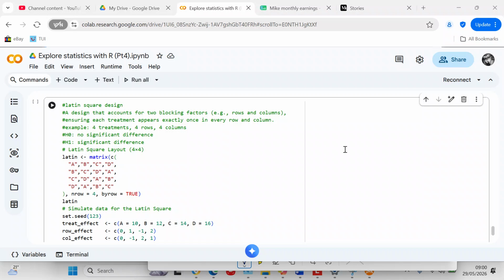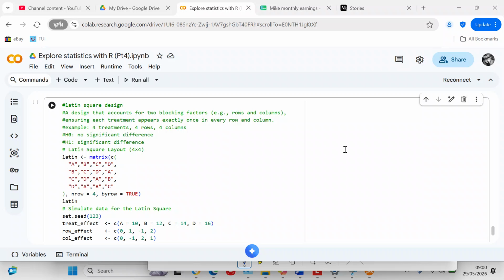It is Crystal here. And in this particular video, what we're going to be talking about is the Latin square design, which is a type of experimental design. A Latin square design is a design that accounts for two blocking factors, such as rows and columns, ensuring each treatment appears exactly once in every row and column.